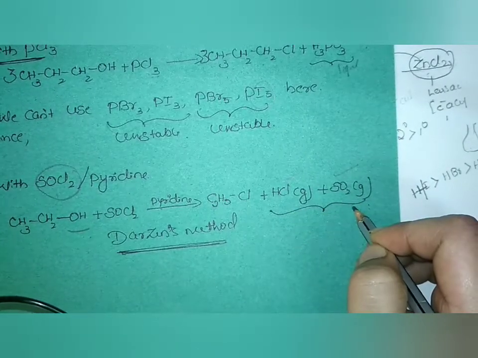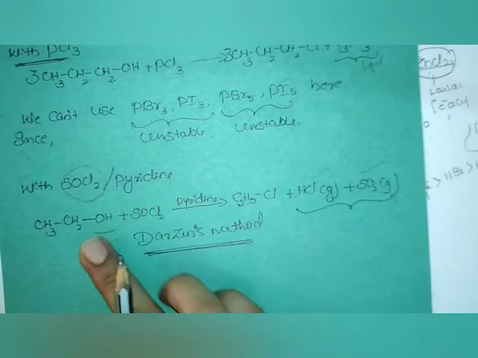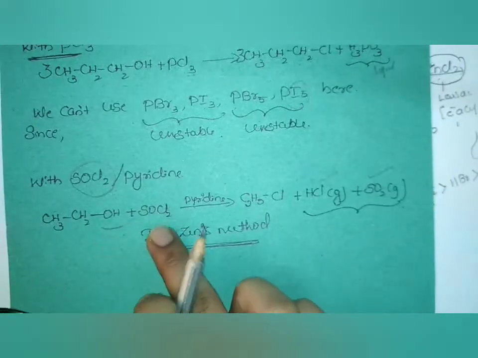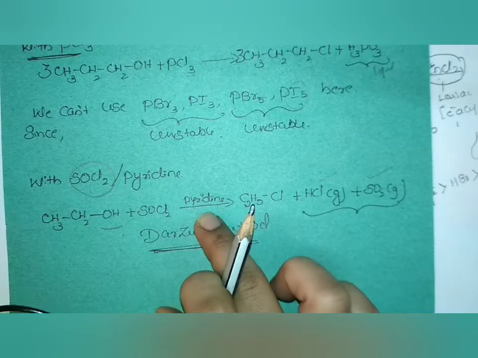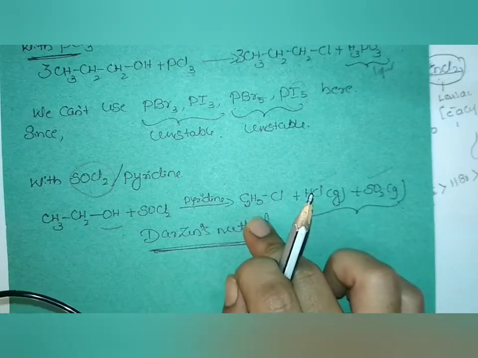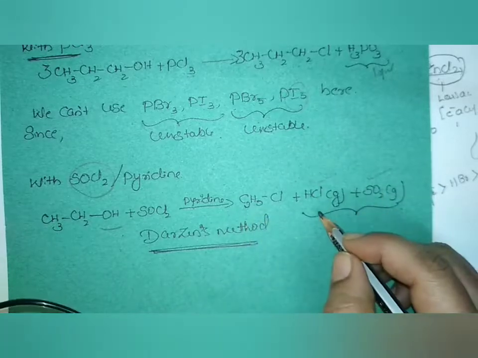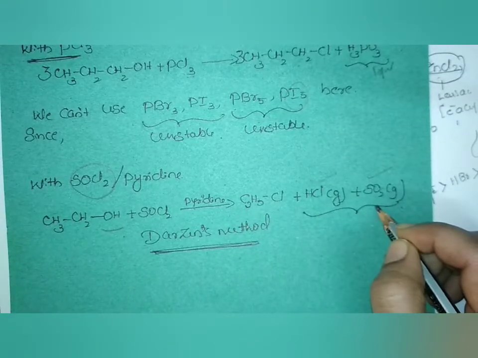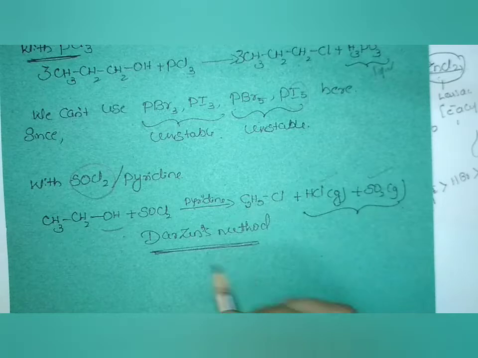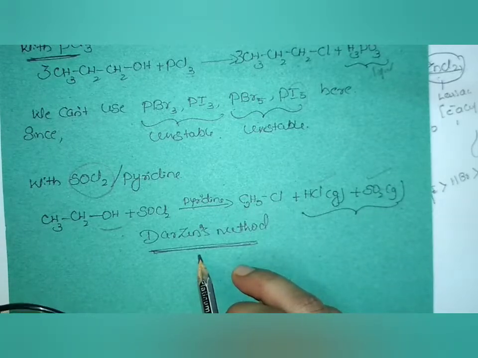in nature. Repeating, when alcohol is treated with thionyl chloride in the presence of pyridine, I am going to get ethyl chloride, or the respective alkyl chloride, along with HCl and sulfur dioxide as byproducts. This process is known as Darzens process. Very important, this process is known as Darzens process.